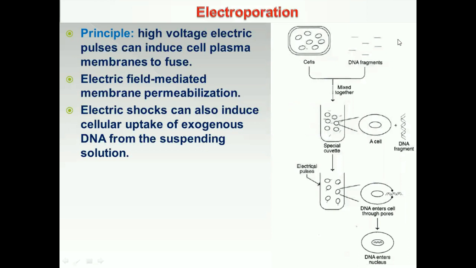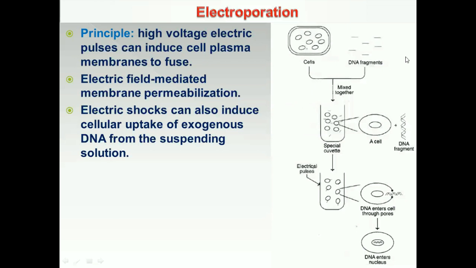Electroporation is a method based on the principle of high voltage electric transfer. In this case, we apply an electric field, that is, electric field mediated membrane permeation, and because of it the cell membrane is affected. The cell membrane is going to fuse, and because of it exogenous DNA can easily enter the cell. So electric shocks can induce cellular uptake of exogenous DNA from the suspending solution. Exogenous means it is outside the cell, in the solution.